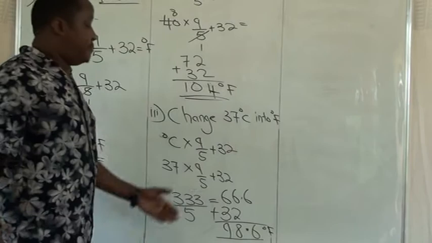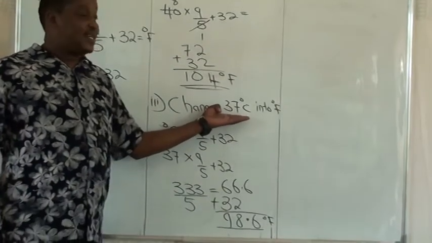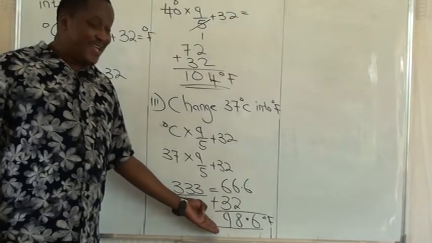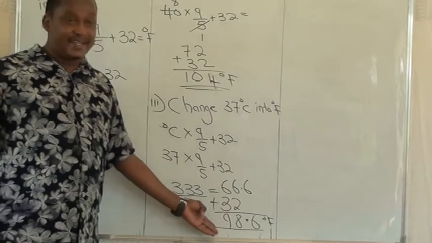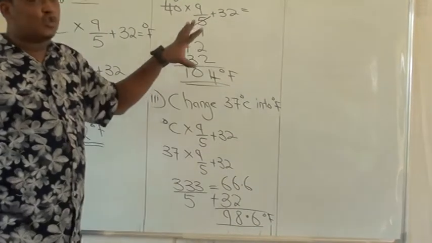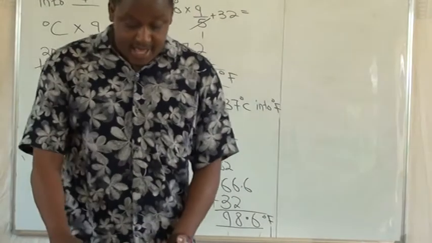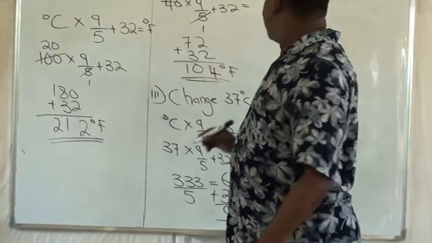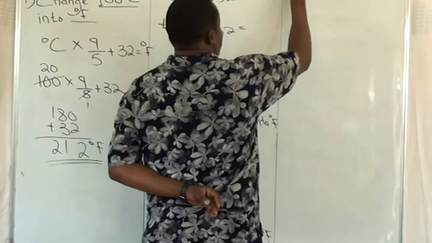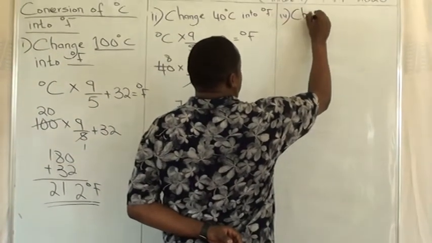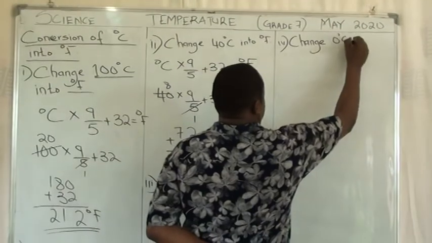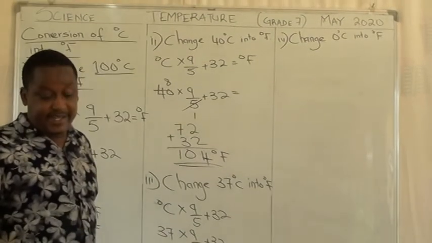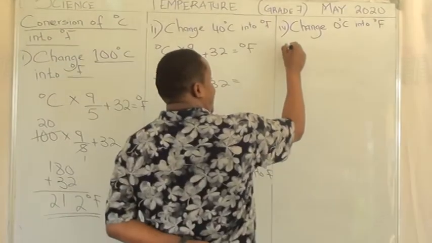So the body temperature of a human being is 37 degrees centigrade, but when you convert into Fahrenheit, you end up with 98.6 degrees Fahrenheit. These are some of the things you're supposed to memorize because they are very common in the exam. And let us look at the last example of converting centigrade into Fahrenheit. The last example is change 0 degrees centigrade into degrees Fahrenheit. 0 degrees centigrade. Formula is the first thing.